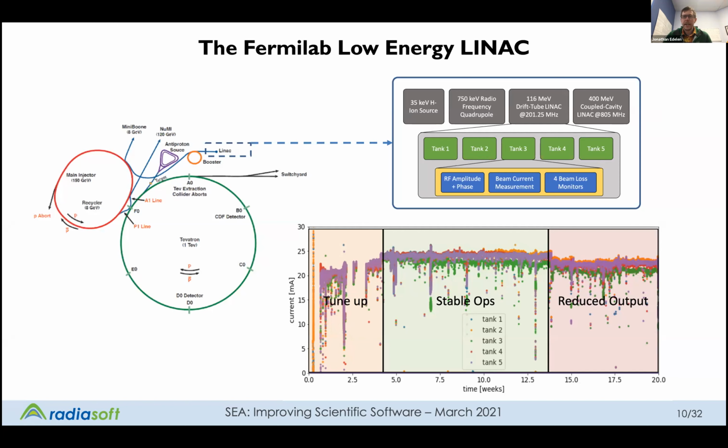Usually the LINAC is supplying beam to the entire accelerator complex, so its main job is to just deliver current. And if the current goes down, then that means the rest of the accelerator complex is not performing as well as it should be. So that's what we want to understand: can we use autoencoders to characterize what caused this reduced output, or what caused this shift in the machine operating point in the LINAC during this period?